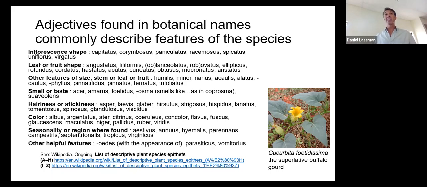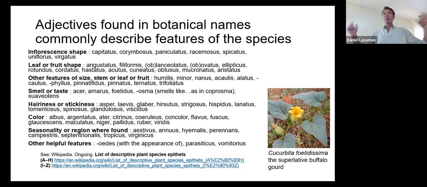So lanceolatus means lanceolate, lance shaped, arrowhead shaped. Ob in front of lanceolatus means backwards. So instead of being this shape, it's this shape. So the connection to the stem is in the narrow part versus the broad part.